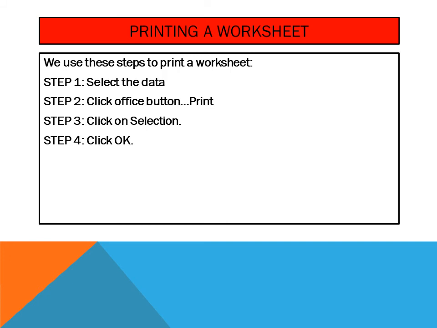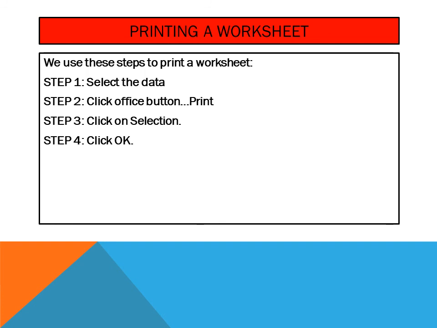First is select the data required to be printed from the worksheet. Now suppose if we want that only particular data should be printed, so we need to select that particular data with the help of our mouse. If we want to print the entire worksheet, that can also be done, my dear students. We can select the entire worksheet. So select the data required to be printed from the worksheet. That is step number 1.